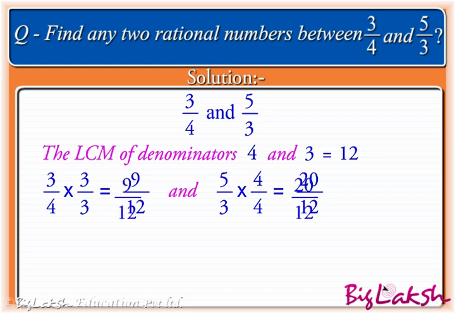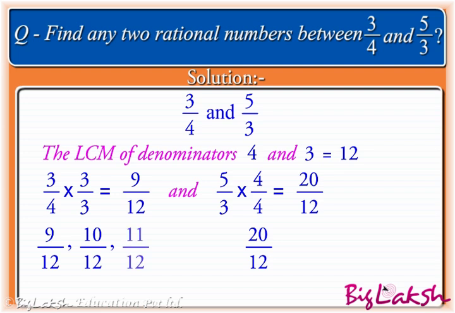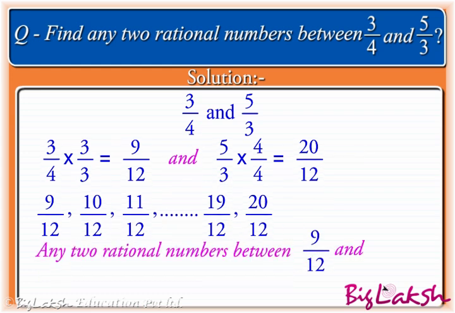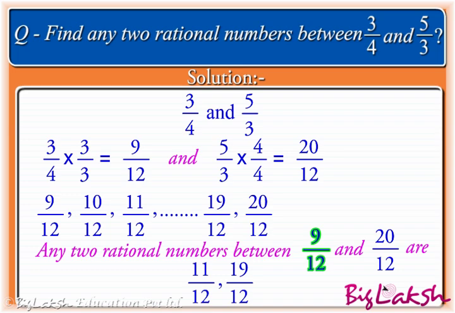Now, the rational numbers between them will be 10 by 12, 11 by 12, and so on till 19 by 12. Therefore, we can take any two rational numbers out of them. So, for instance, we can say that 11 by 12 and 19 by 12 are two rational numbers between 9 by 12 and 20 by 12.